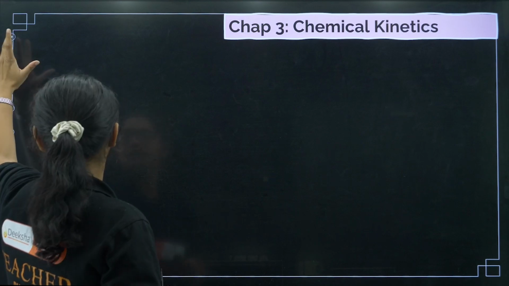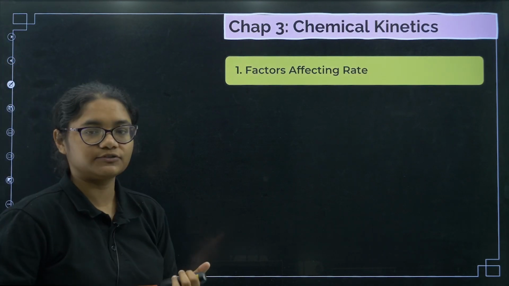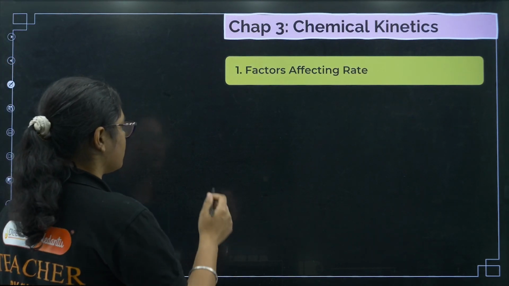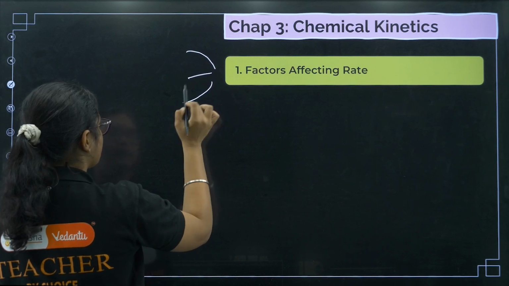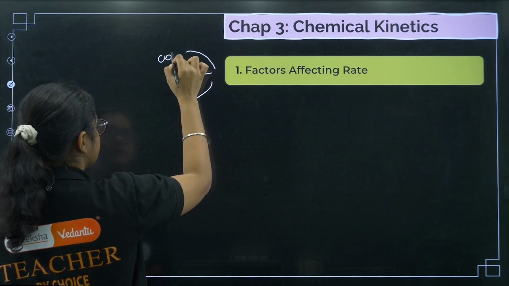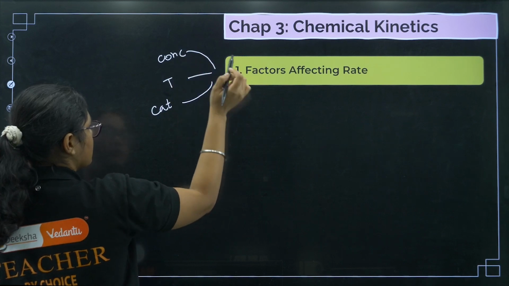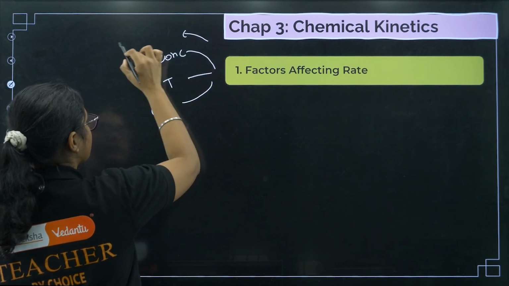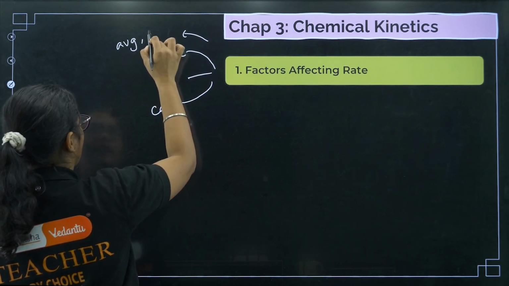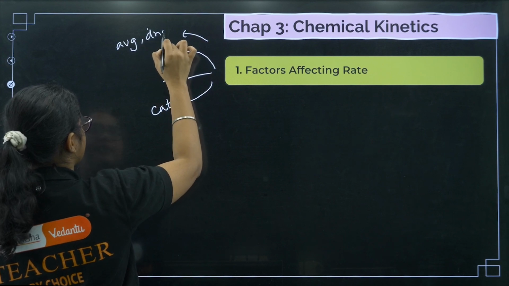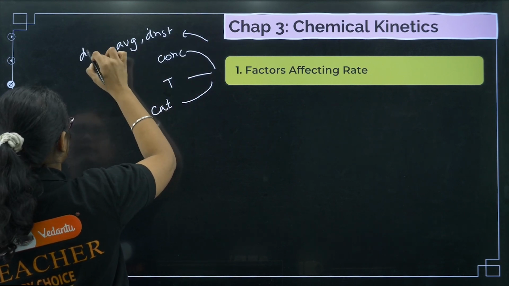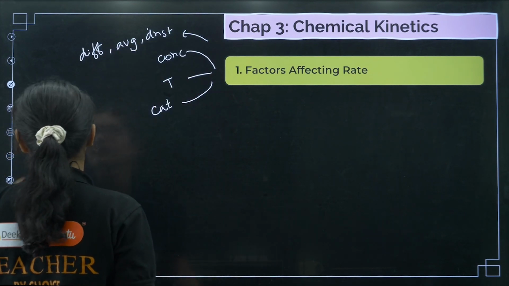Next we have chemical kinetics, okay? So the first one is your factors affecting the rate of the reaction. So here you know there are three factors. First one is your concentration, temperature and catalyst, right? And you should also be knowing here about average rate and instantaneous rate, how to calculate, and how to write the differential rate law, okay?